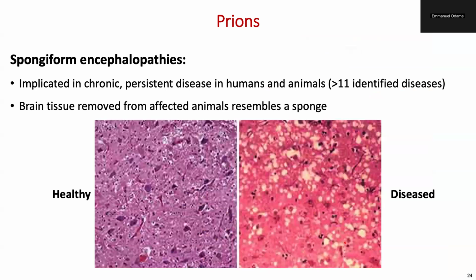And so let's talk about spongiform encephalopathy, basically the spongy phase of the prions. It's implicated in chronic and persistent diseases in humans and also animals, with more than 11 identified causes. The brain tissues have to be removed from infected animals and then reassembled as a sponge. So you have a healthy brain here, and then when you get infected, your brain tissues are damaged and turn into a sponge-like state in the disease stage.